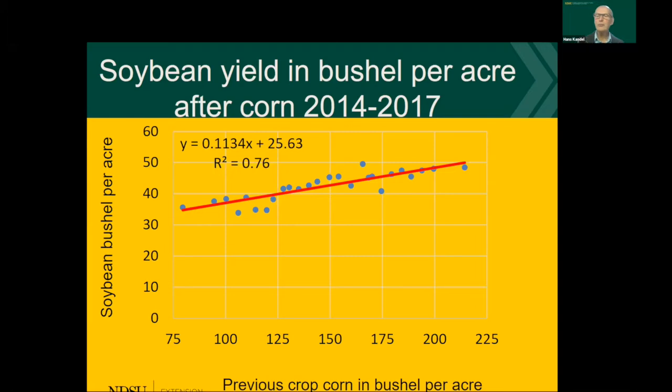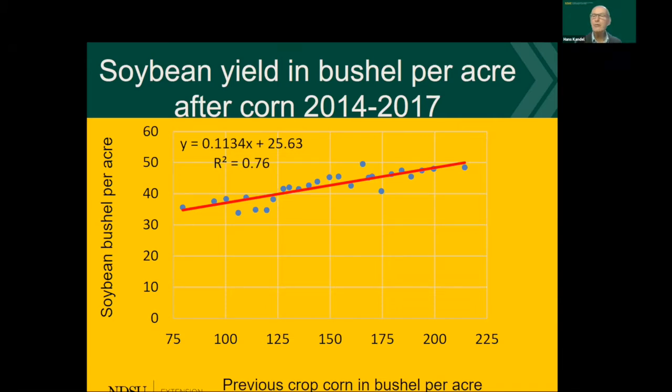So one of the questions we asked was about rotation. And one of the things that we know is that there is an effect of rotation, just soybeans on corn. But what we asked is, can you give us your soybean yield and your previous corn yields and see if there's a relationship. So here we see the previous crop corn yield on the bottom in bushels, and on the left, the Y, you see the soybean yield.